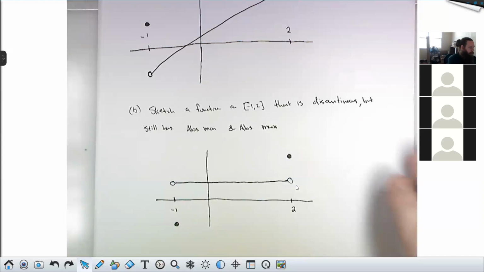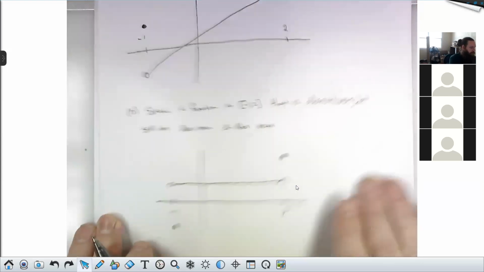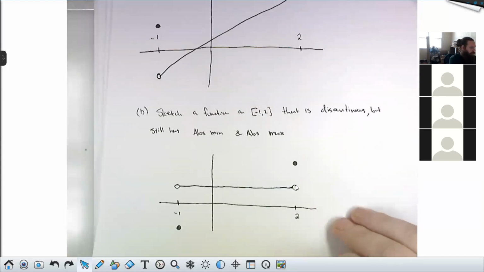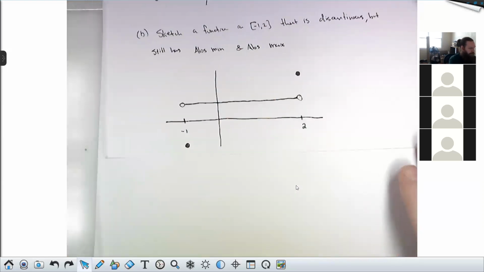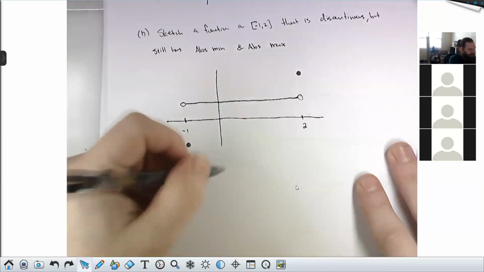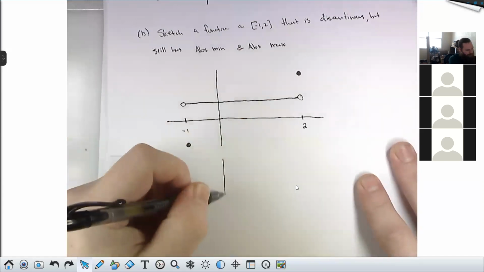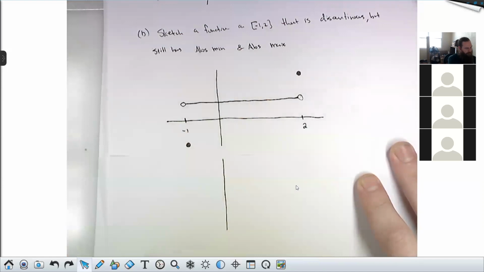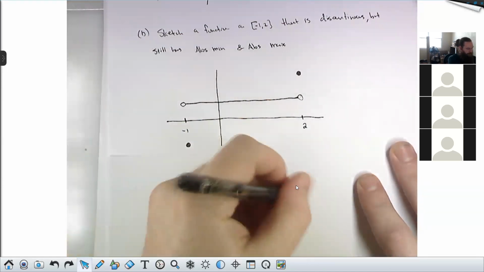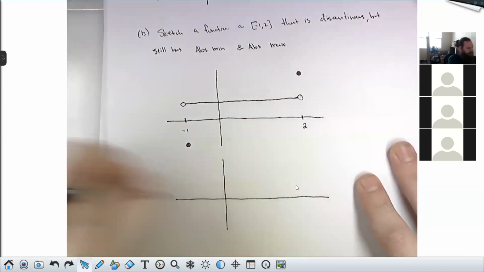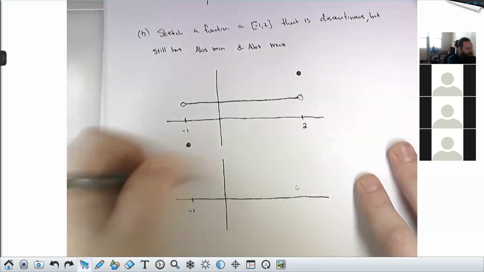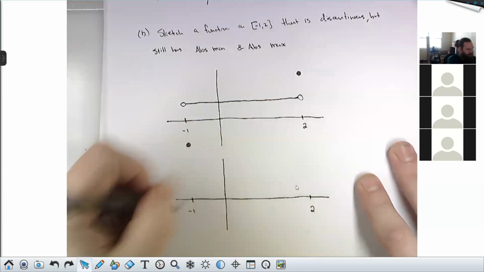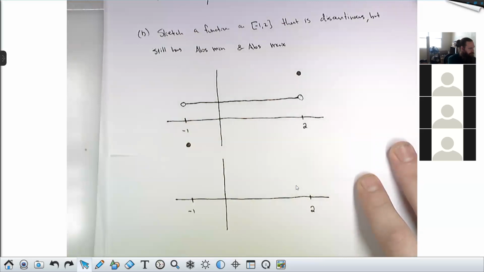But there's lots of other ways to do this too. Let me show you just one more way to satisfy the criterion in part B. I could do something like this. Coming up with answers here that are piecewise linear is fun, but discontinuous, it still has an absolute min and absolute max.